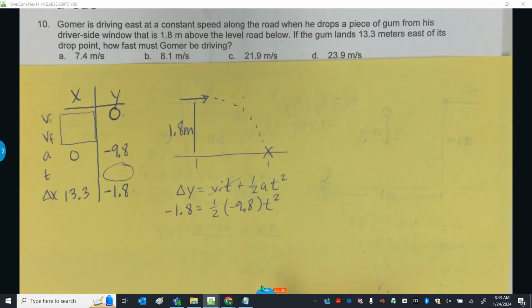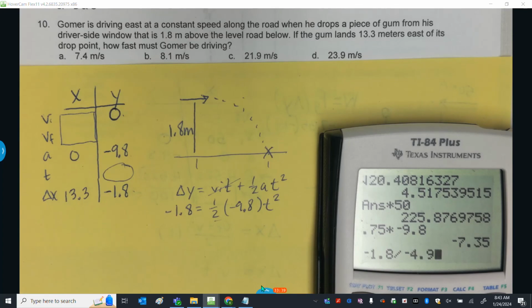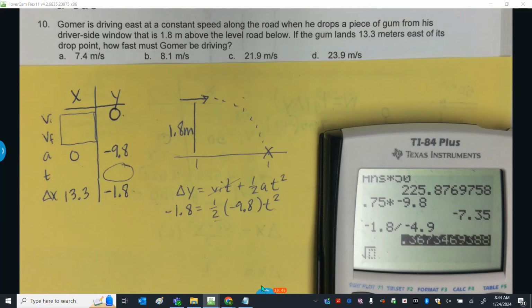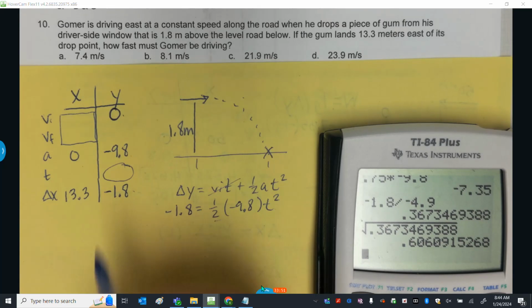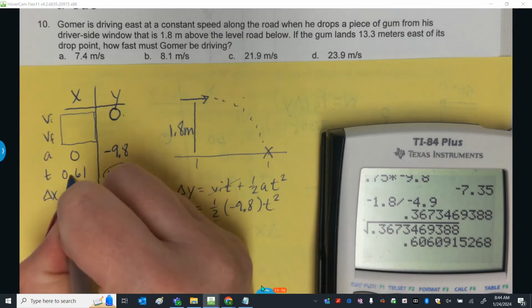Okay, from here, half of negative 9.8 is negative 4.9, and I'm going to divide by that. So I'm going to do negative 1.8 divided by negative 4.9, which of course those negatives cancel. I get this, but this is t squared. Take the square root, and t is 0.61 if you round it. So that would be my time.